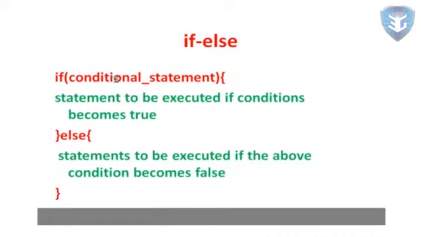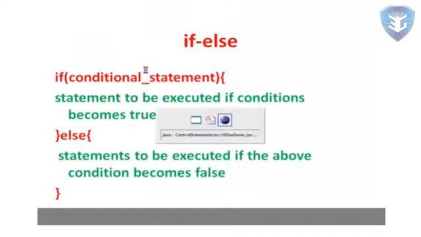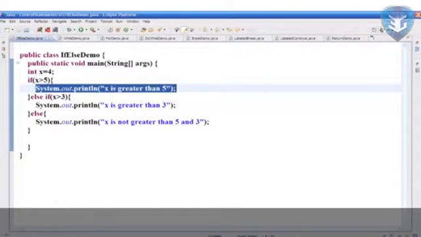Coming to the if condition, the syntax of this if condition is something like this, where you will be having a conditional statement which will be evaluated to be true or false. If the conditional statement is true, then all the statements inside the if condition are going to get executed. And if there is an else statement present, then when the condition is false, all the statements inside the else block will get executed. So let us see this with an example here.